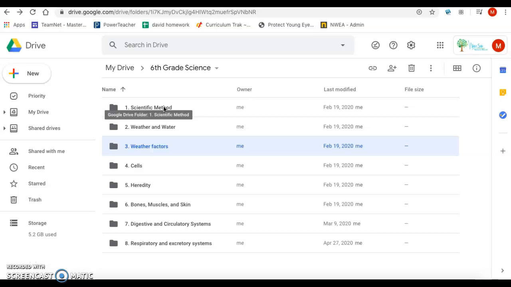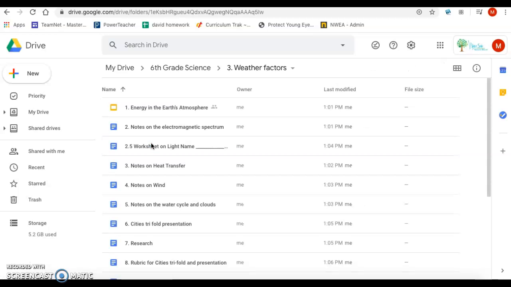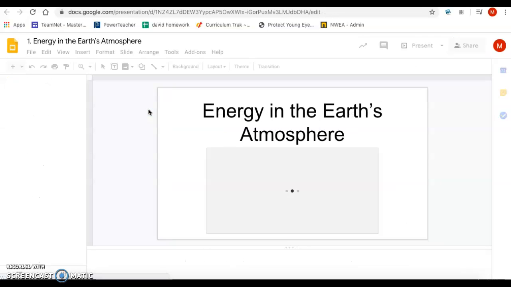Done scientific method for sixth grade, weather and water. And now we're going to take a look at weather factors. This is the last of the weather area, so we're going to go into that. This is the PowerPoint that I use. This runs through the whole thing.